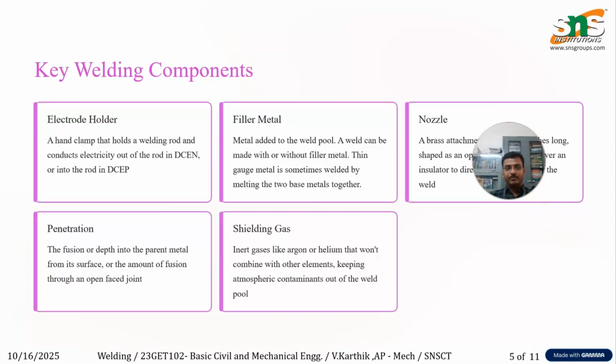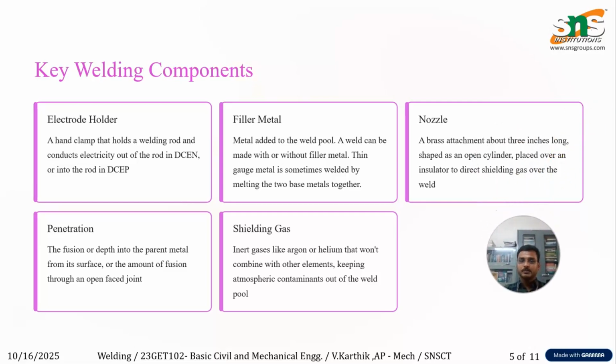Key welding components: electrode holder, filler metal, nozzle, penetration, and shielding gas. These are some of the components we mainly focus on during the welding process. The electrode holder is a hand clamp that holds the welding rod and conducts electricity to the rod. Filler material is the metal added to the weld pool. A weld can be made with or without a filler metal.